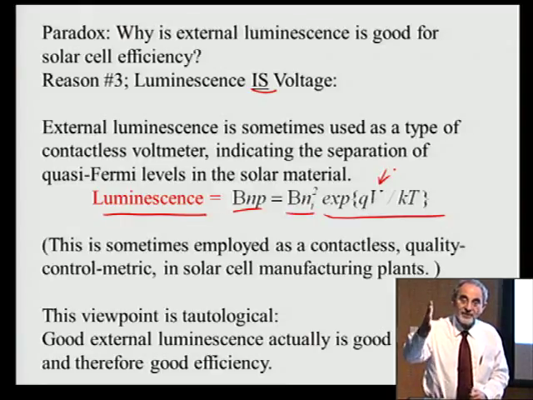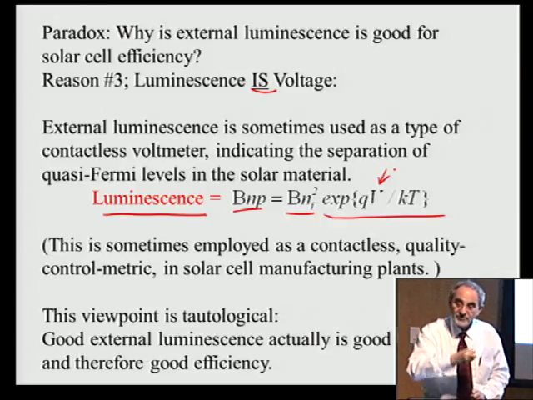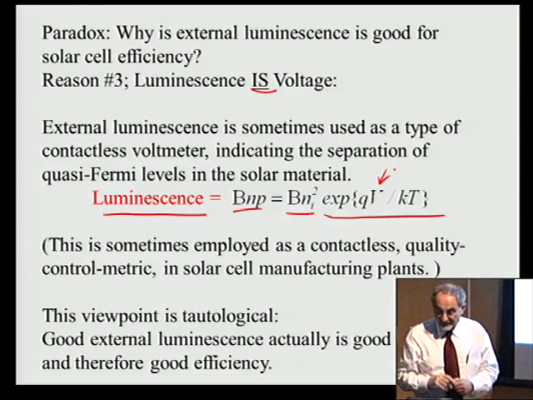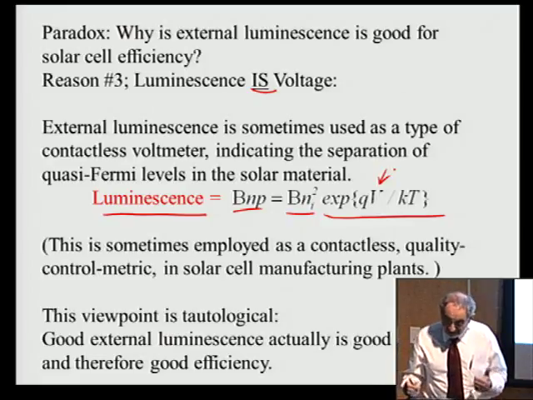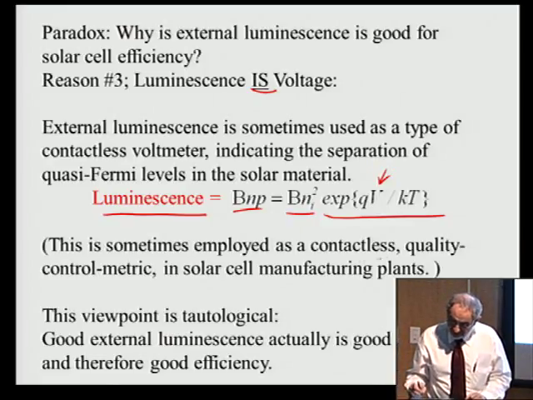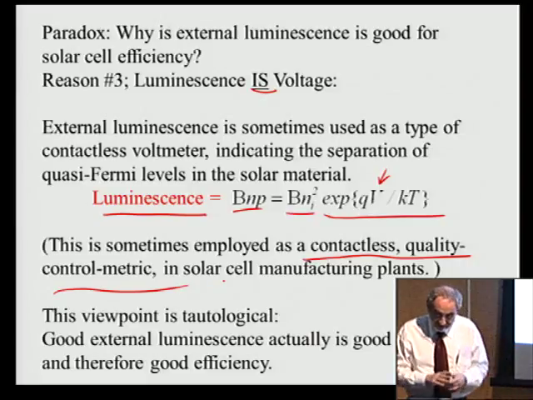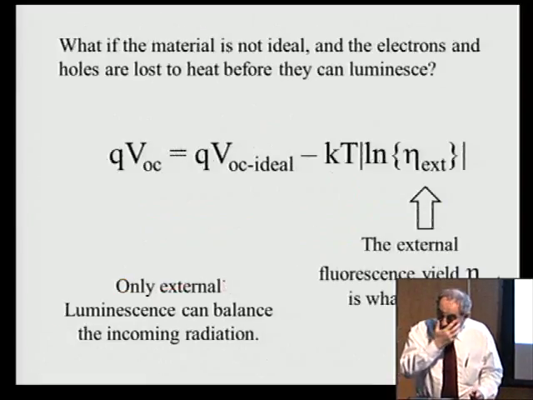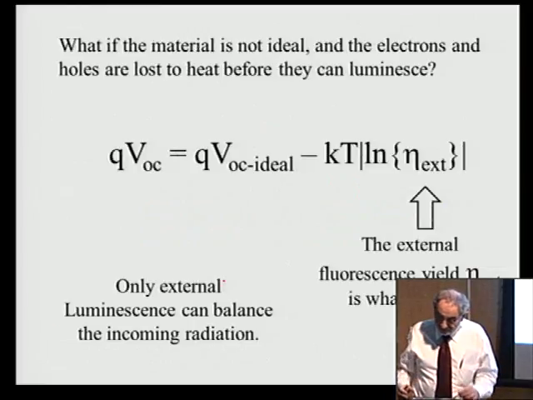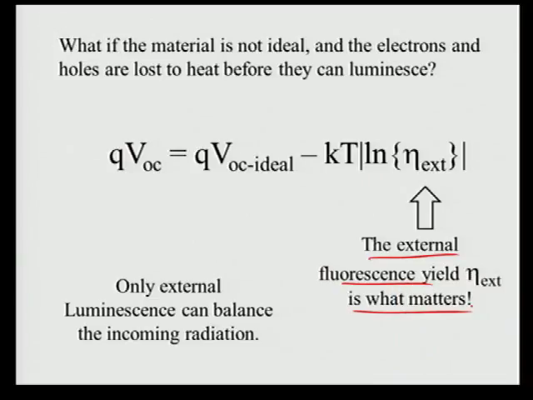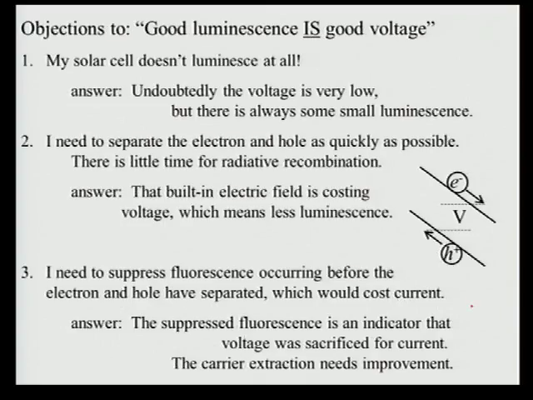So I told you before, you don't want to go to an extreme or another. You don't want to try to capture every bit of current. And it's part of that optimization. And that's the amount of light you have to give up. And it is indeed used as a quality control metric in manufacturing. So this viewpoint is tautological. Good luminescence is good voltage. And so it falls back to this formula. And it is indeed the external luminescence that matters. It is often difficult to get the light out.